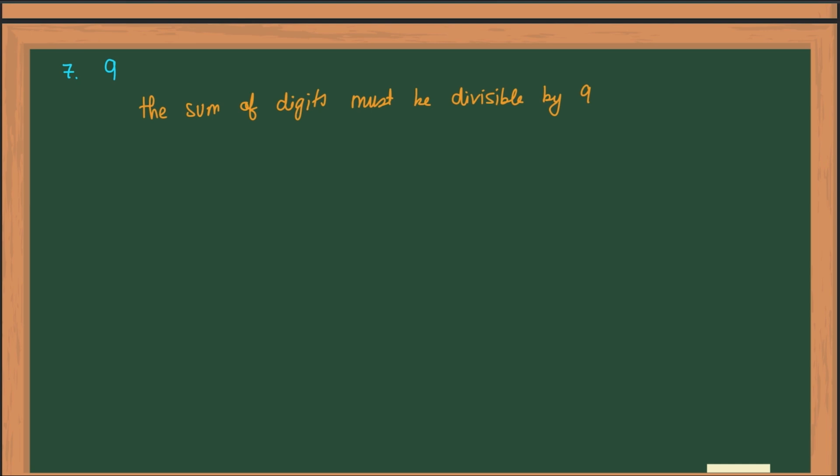So let us take an example: 6732018. If we add them up, 6 plus 7 plus 3 plus 2 plus 0 plus 1 plus 8, you will get 27. Is 27 divisible by 9? Yes, it comes under the table of 9. That is 3 times. So yes, it does not yield any remainder. So this number is divisible by 9.